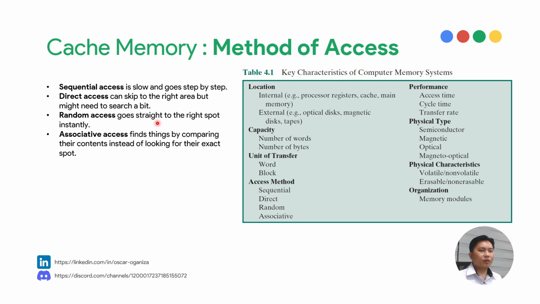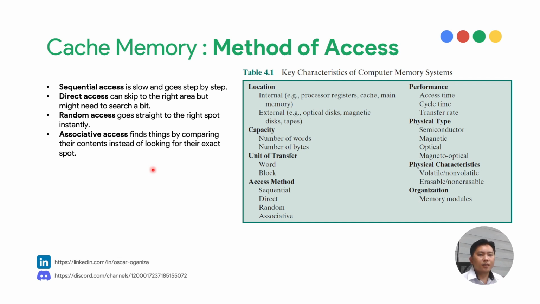When we say direct access, you can skip all the entire chapters. Pero pag nandun sa chapter 10 yung hinahanap mong name or data, iscan pa rin yung entire chapter 10 from page 90 to page 100. Okay? But sa random access, direct to the point. Punta ka ng page 99 kasi nandun yung hinahanap mo.